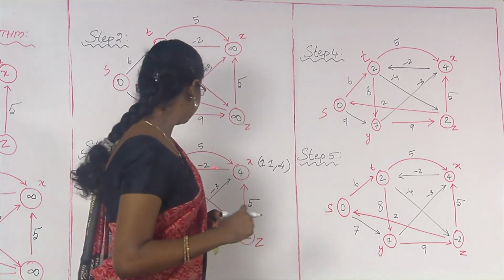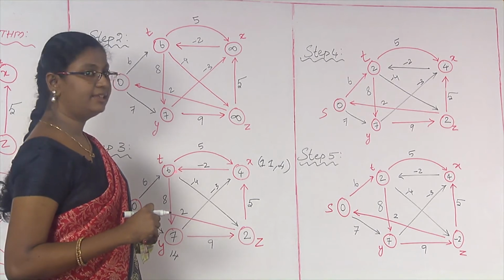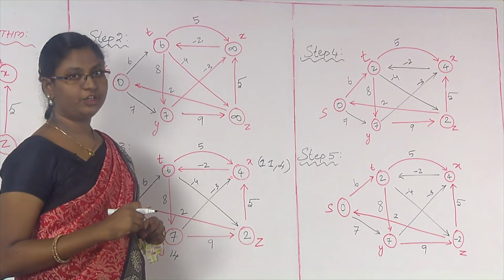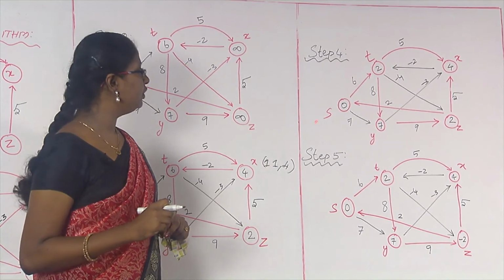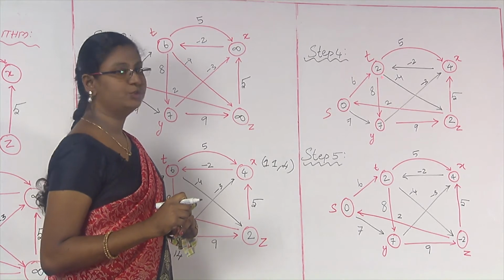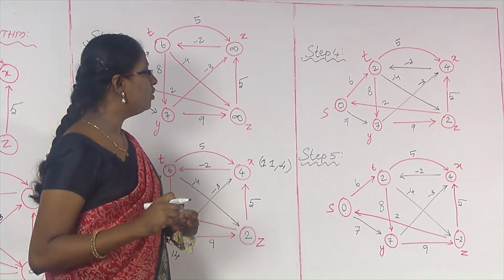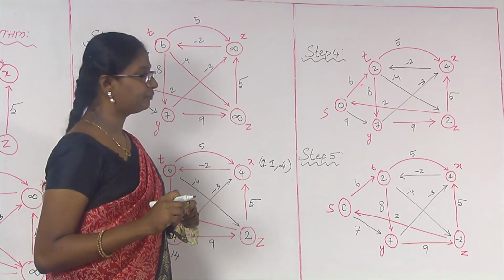In the previous step I had 6 here. You can see the previous step I had 6, but right now I have 2. Out of 6 and 2, 2 is the minimum value. I am going to enter 2 here. So, now the value has changed. The distance is 2. That tells me I can go from s to t with the distance 2, not 6.